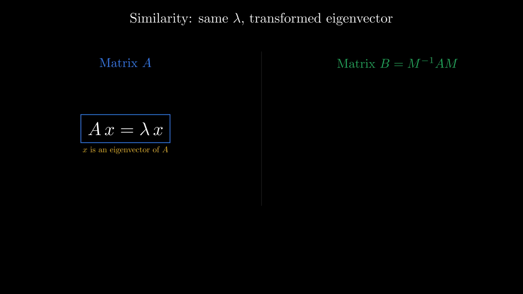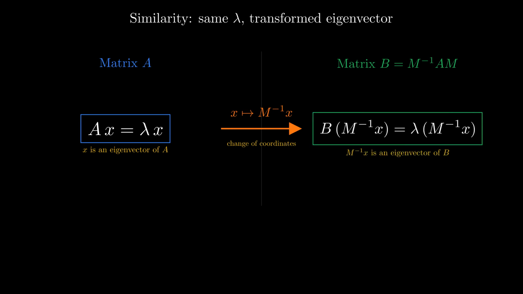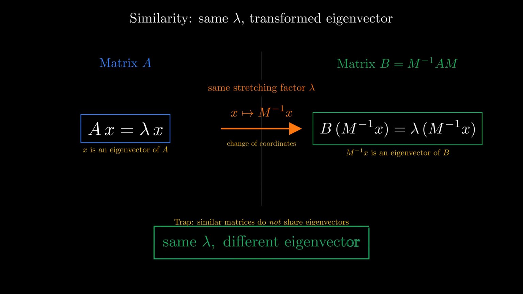If x is an eigenvector of A, then M inverse times x is the corresponding eigenvector of B. This makes sense. We change coordinates, so directions get expressed differently. The stretching factor stays the same, but the description of which direction gets stretched changes. Don't fall for the trap of thinking similar matrices have identical eigenvectors. They have corresponding eigenvectors related by M inverse.